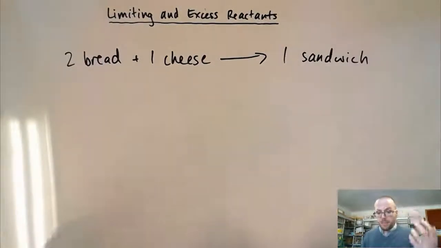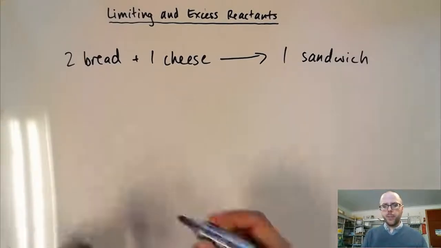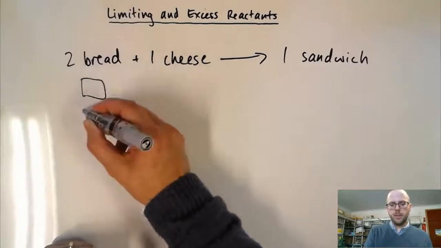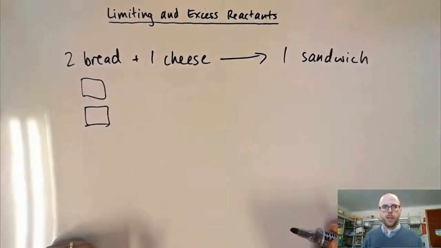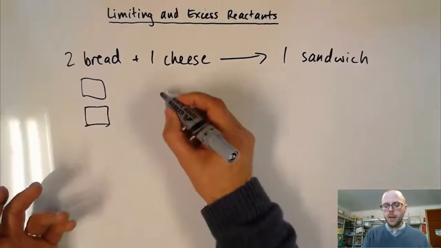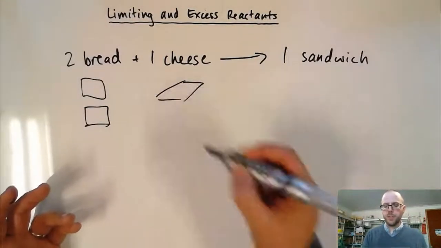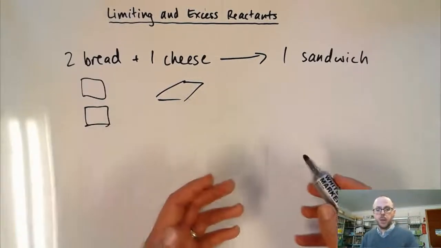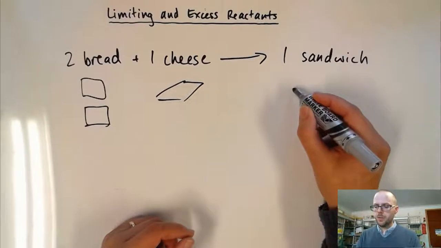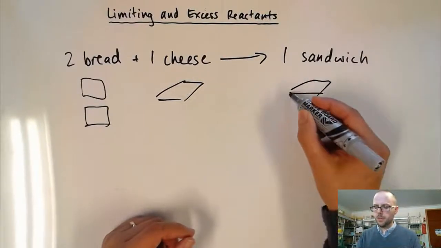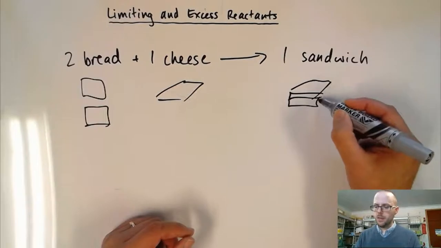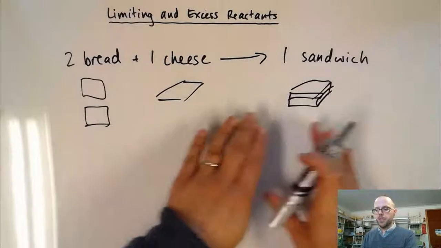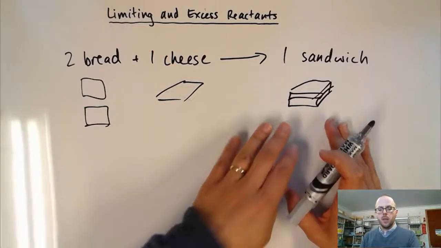So what we've been working with is this idea that we have 2 pieces of bread. Let's say each of these represents a piece of bread. Clearly I'm not an art teacher. And then I've got 1 piece of cheese. 2 pieces of bread plus 1 piece of cheese. Therefore, how much do we make? We make 1 sandwich. Well, he's testing my skills. Don't judge me. So I've got 2 pieces of bread, 1 piece of cheese, makes 1 sandwich.